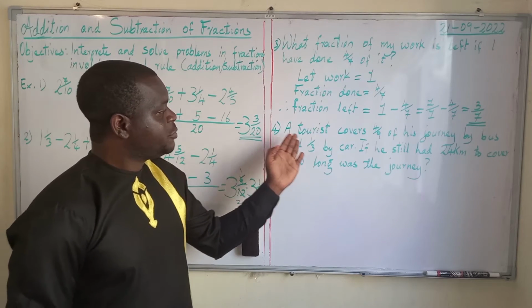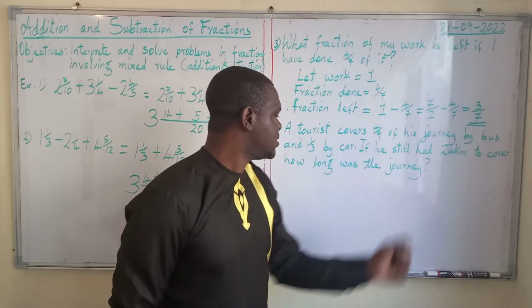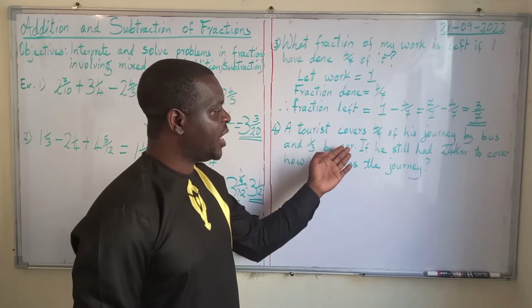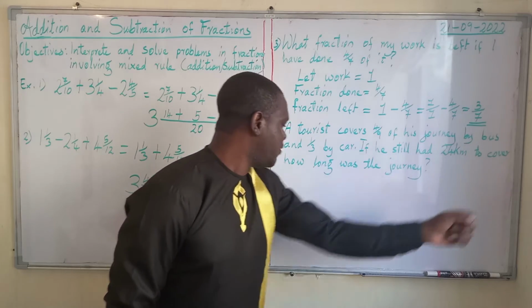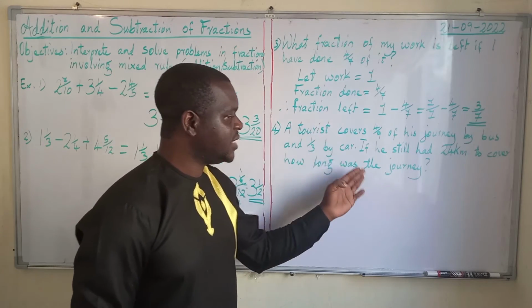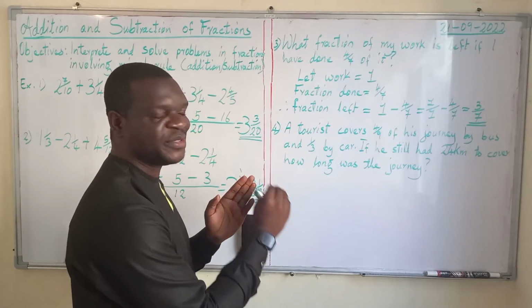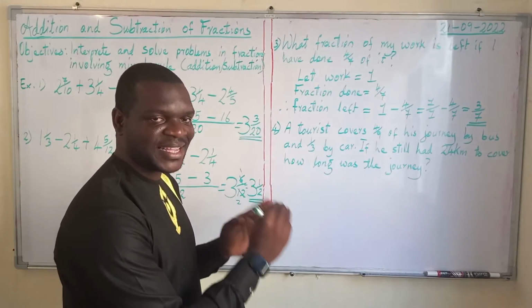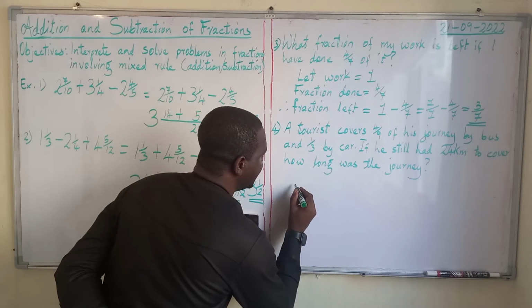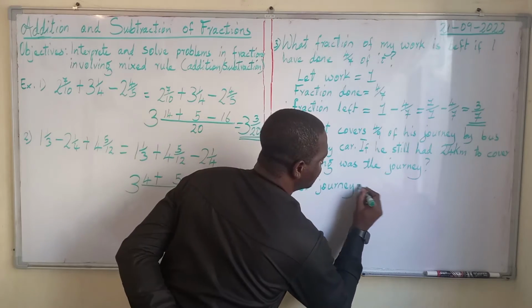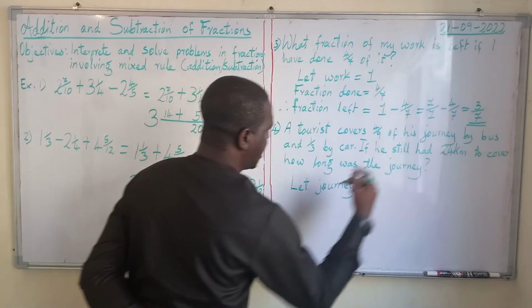Example 4. A tourist covers 4/9 of his journey by bus and 1/3 by car. If he still had 24 kilometers to cover, how long was the journey? Please pay attention and see the different steps that you take to the final answer. Let's assume that the total journey is a whole, which is 1. Let journey equal 1.